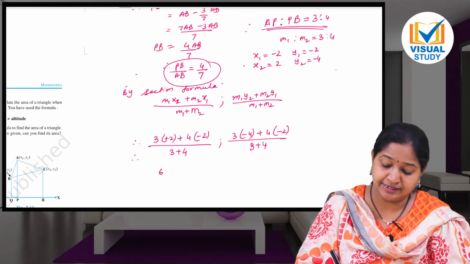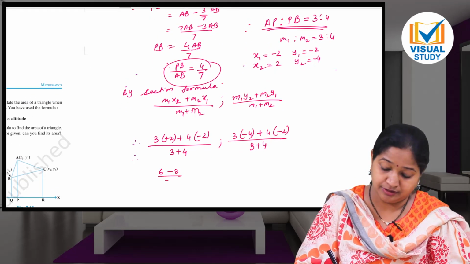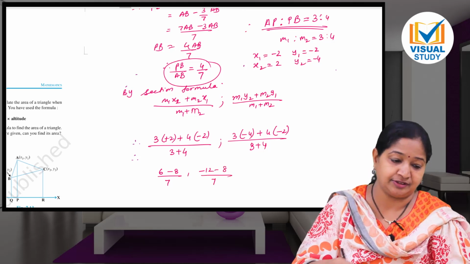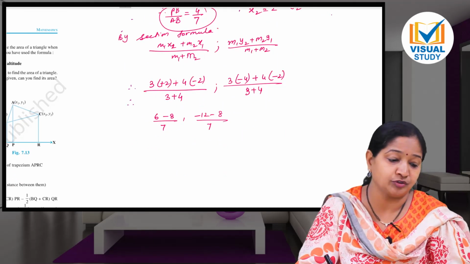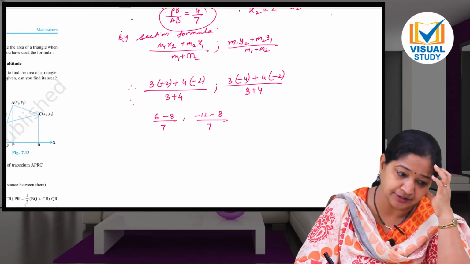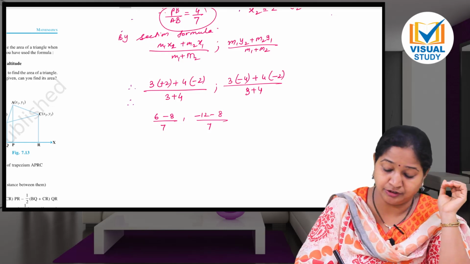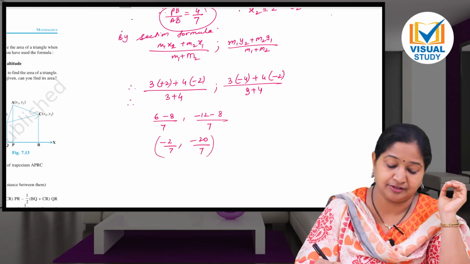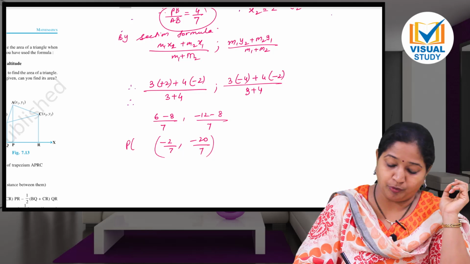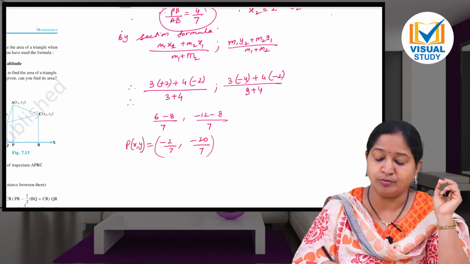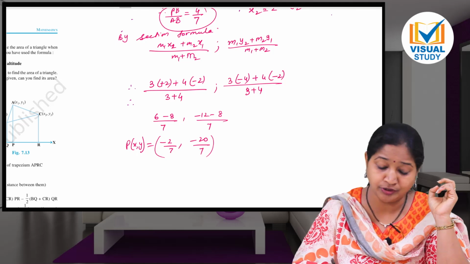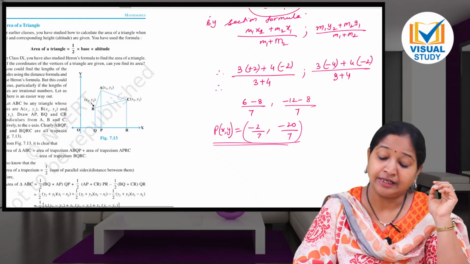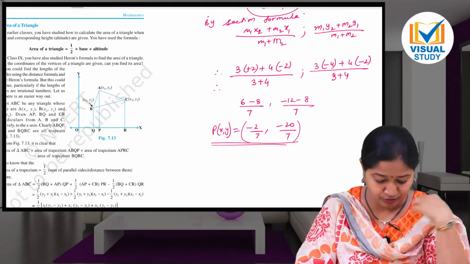What you get is (6 minus 8) upon 7 and (minus 12 minus 8) upon 7. Here you get minus 2 upon 7 and minus 20 upon 7. So your P point, that is (x, y), is equal to (minus 2 upon 7, minus 20 upon 7). The required coordinates of the point P is minus 2 upon 7 and minus 20 upon 7.